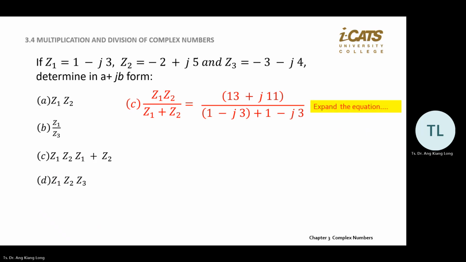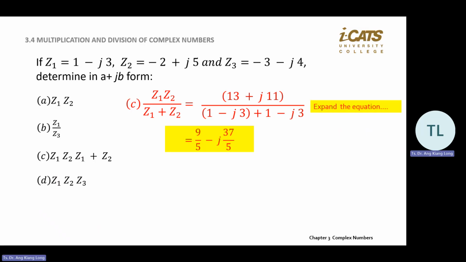Plus 5J. Okay. Where's my error? This one, is it? This one is wrong. One should be 15, yes, should be 15. Okay. So Z1, Z2 equal to 13 plus J11, correct? Correct. On the whiteboard it was wrong.